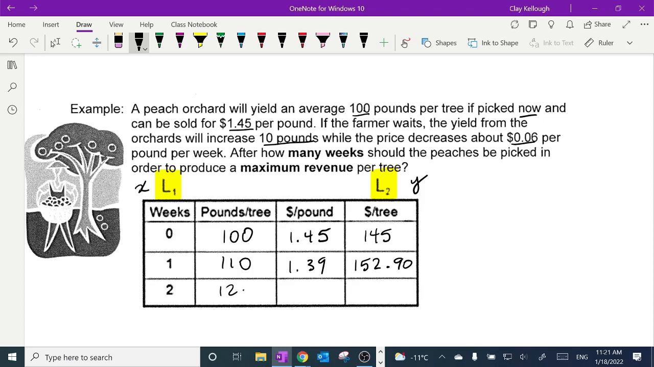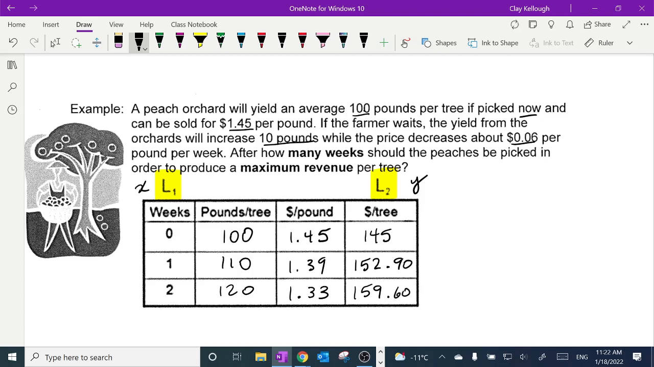So 120 pounds is $1.33, 6 cents less again. And if I multiply those two together, hey, look at that. We're still going up. But eventually this won't go up forever. There's going to be a maximum and then it'll start going down. And of course, my job is to figure out where that maximum is, and I need a quadratic to do that.